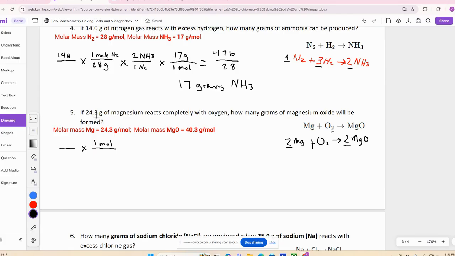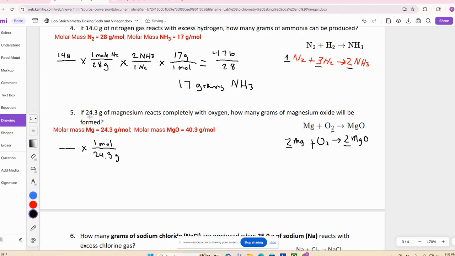All right, so we've got magnesium. 1 mole is 24.3 grams. And magnesium oxide, why won't my drawing tool go to the right? I guess I've got to use my mouse. Magnesium oxide is 40.3 grams per mole. Let's see if I can get this drawing tool to work. There we go. All right, so 1 mole of magnesium is 24.3 grams.